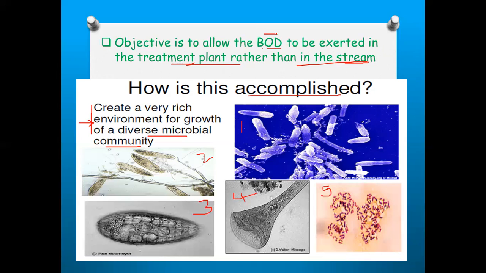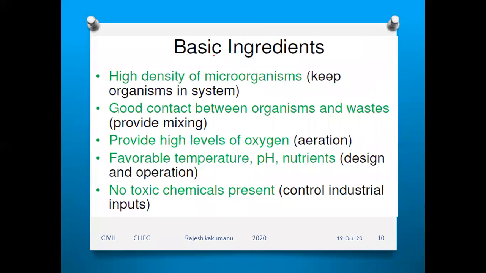In a stream, the process does not happen properly. Why? Because the stream is always flowing, so there is no development in this process, whereas in the treatment plant we have proper development. Then what are the basic ingredients we use for this treatment plant? We use high density microorganisms, which means keeping the organisms in the system. So we use a very high density of microorganisms in this process.